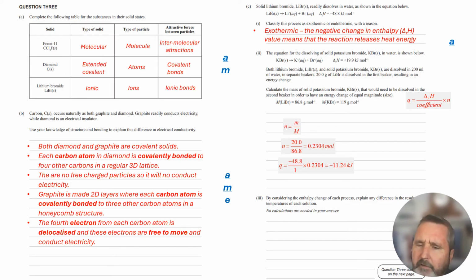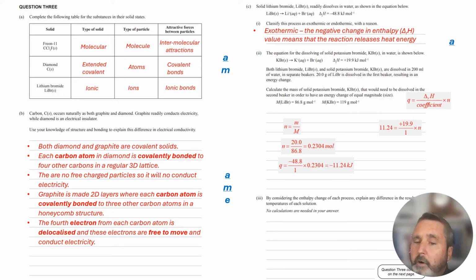So what we're saying is we know what Q is, we know what delta RH is, we know what the coefficient is, we can find out the moles. So if we find out the moles, we can then go forward and find out the mass. So I'm going to fill in this equation. So from this potassium bromide dissolving into potassium ions and bromide ions, the delta RH for this is 19.9. The coefficient for potassium bromide is 1.